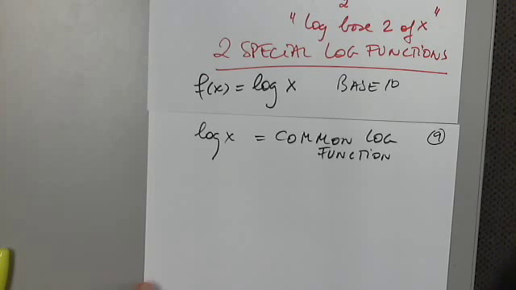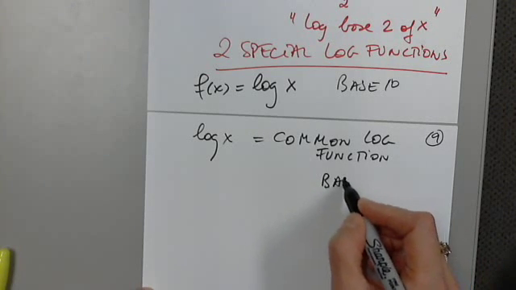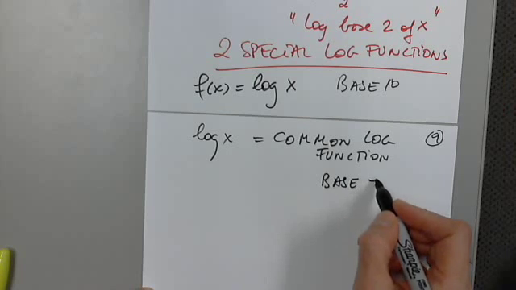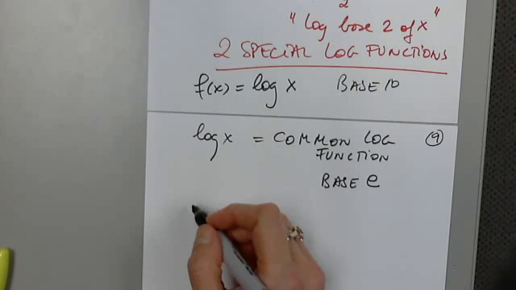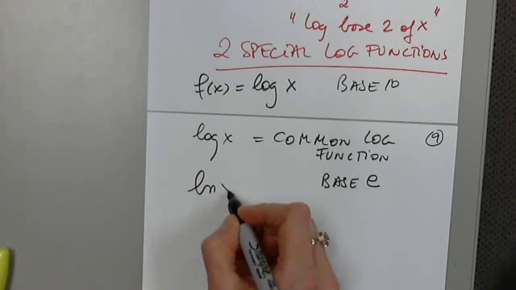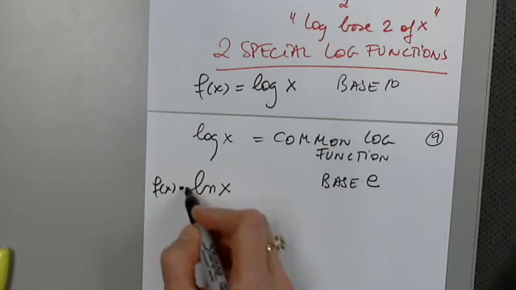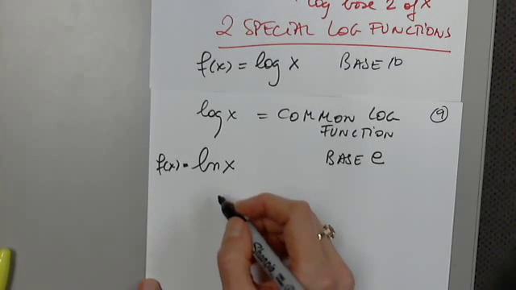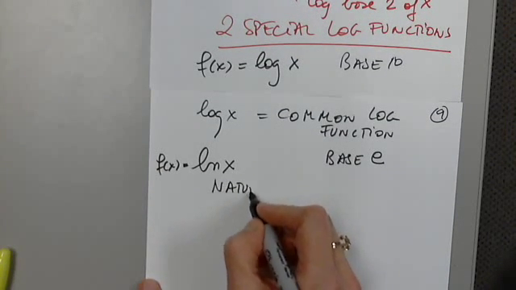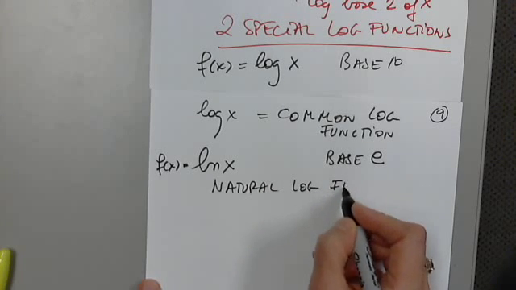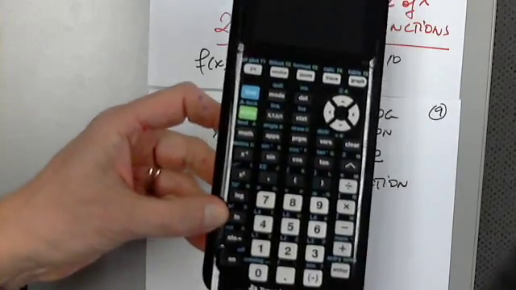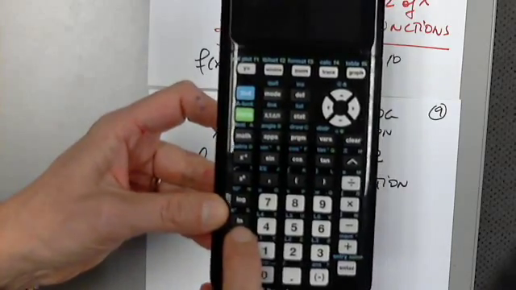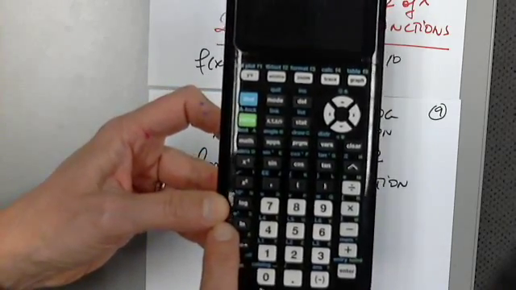Of course, there is another one. Which one? With which base? E, Euler's number. So this one will not be log, but it will be denoted by ln. So f of x equals ln x, named the natural log function. Special, again, right here, it has its own key. Of course, related to e to the x.